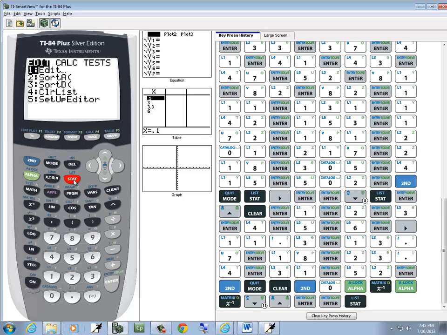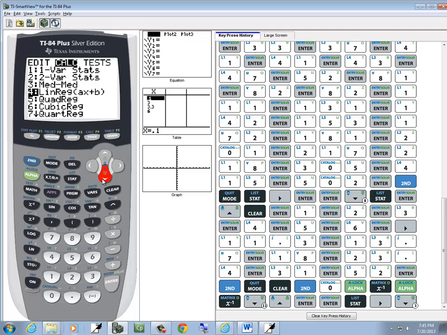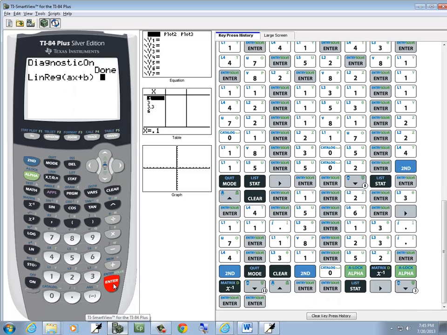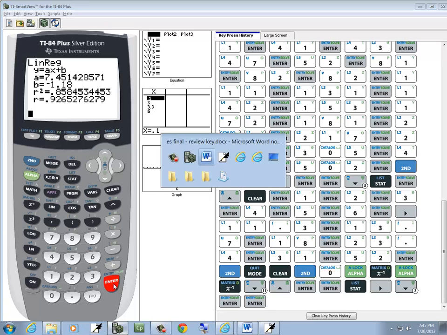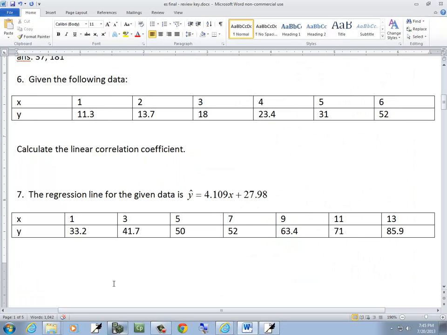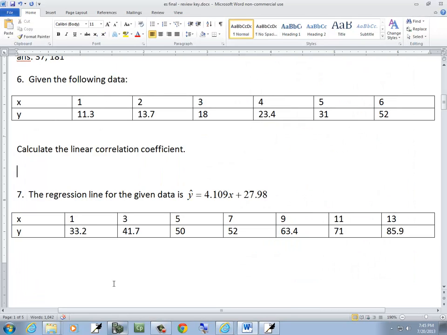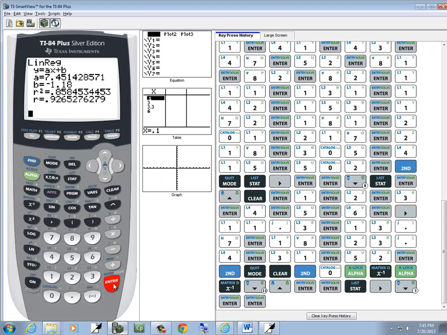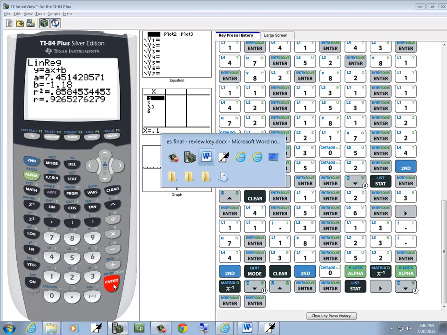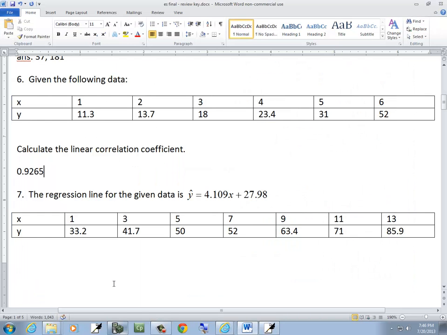So then I'll press my Stat button. I want to choose Calc, and I want to choose Linear Regression, number 4. You can press the number 4 and it does a down arrow and enter for you, or you can down arrow to it and press enter on it. And then press enter again. Now it assumes that x values are in L1, y values are in L2. Okay, so we're wanting the linear correlation coefficient, that's R. So R is going to be 0.9265. And that's our answer.